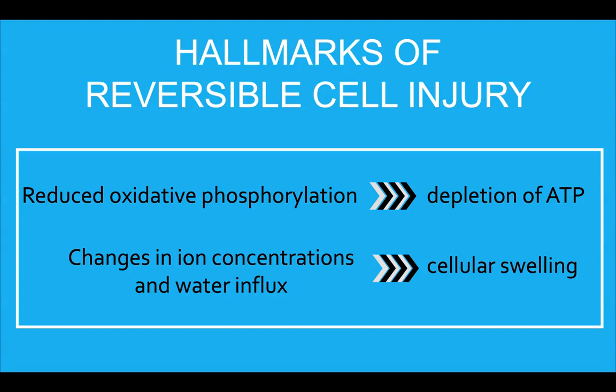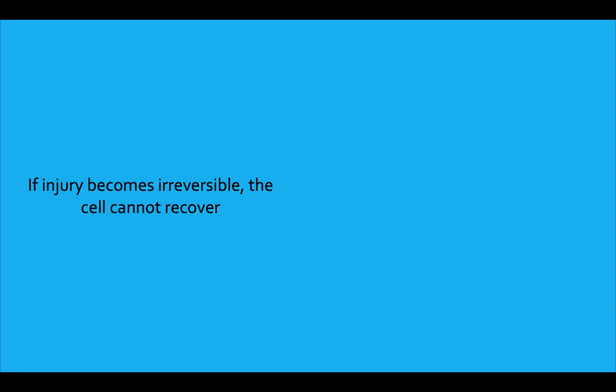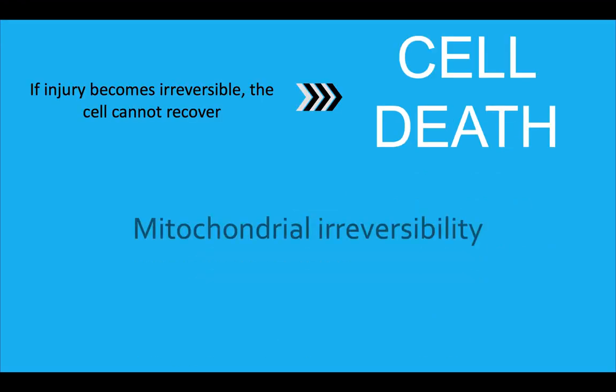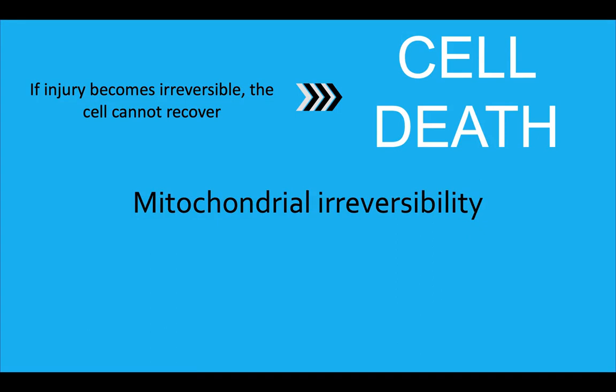Now, what happens if the injury becomes irreversible? Well, that means that the cell can't recover, which means that cell is going to die. So what can cause this? There are a lot of different things that can cause this, but there are three things that are indisputable. These are definitely indisputably irreversible changes that would cause cell death. The first one of these is going to be mitochondrial irreversibility. So if you kill the mitochondria, you're going to kill the cell. The mitochondria, powerhouse of the cell, are what are making your ATP. If they die, the cell dies.